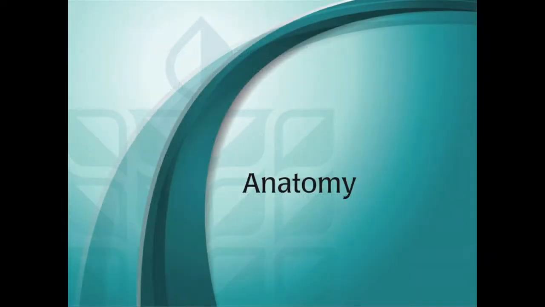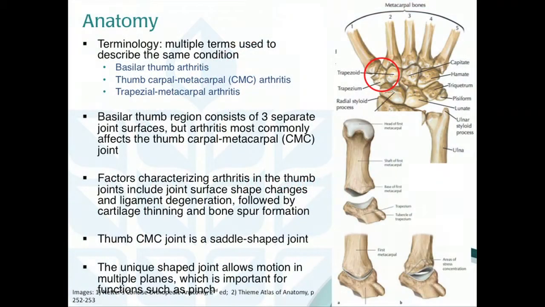So a little overview of anatomy. In terms of terminology, there are actually multiple terms to describe the same condition. And for that reason, it can be somewhat confusing on what we're talking about. That includes basilar thumb arthritis, thumb carpal metacarpal arthritis, and trapezial metacarpal arthritis. Those are essentially describing the same condition.